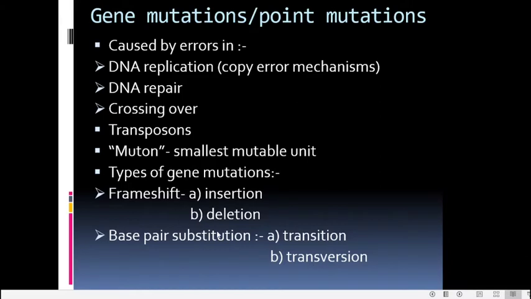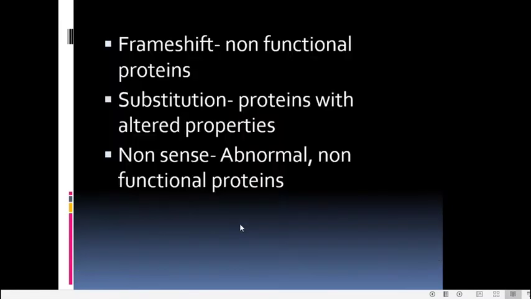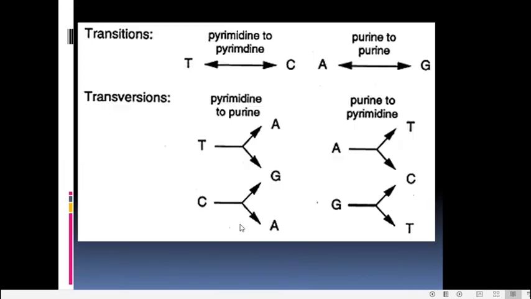So 80% of point mutations, the frame shift mutations, will give rise to 80% of the observable phenotypic effects, whereas 20% of point mutations are base pair substitutions.